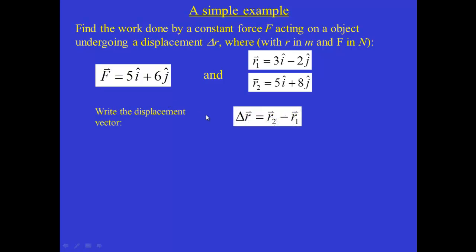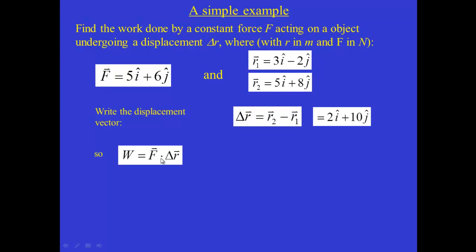Well, we go back to the definition of the work being F dot delta r, where delta r is the displacement vector. We see, of course, that this is a constant force. And so we can just use the equation that holds true for a constant force. What's important, though, is that we find delta r. And delta r is r2 minus r1. So if we use the component method for doing that, 5 minus 3 is 2, so 2i. 8 minus a negative 2 is 10. 2i plus 10j gives us the displacement vector that takes the object from its initial to its final location.